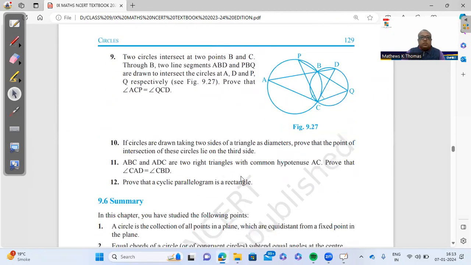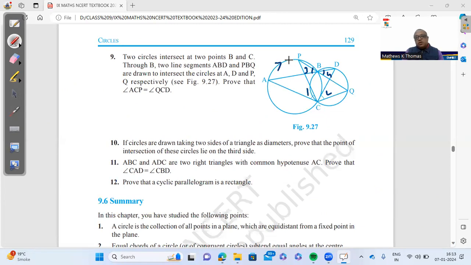Question number 9. Two circles. The diagram is already given. We have to prove that angle ACP is equal to angle QCD. I have numbered these 1 and 2. Let these angles here be 3 and 4. So the diagram is a little complicated, but the proof is very simple.